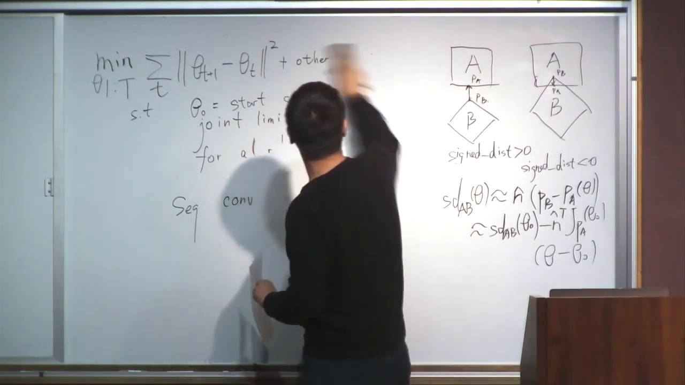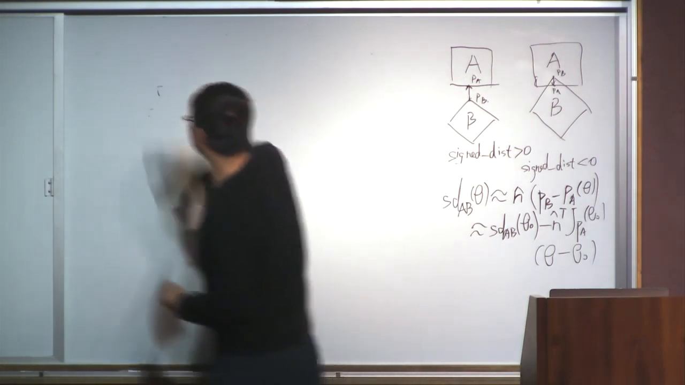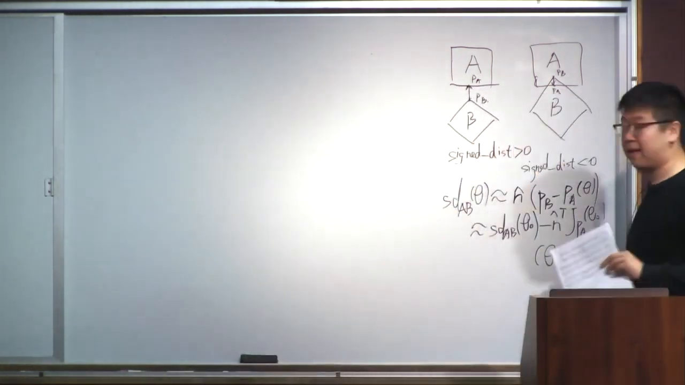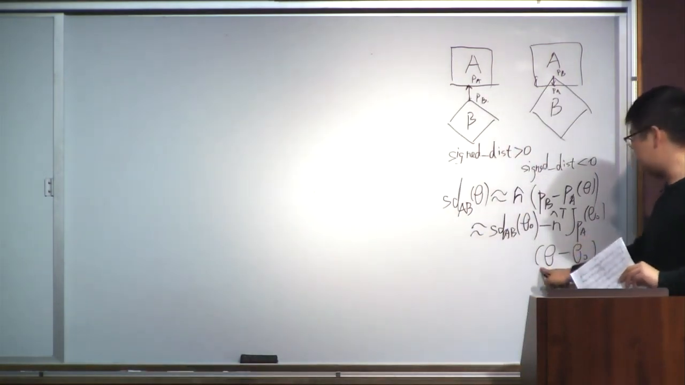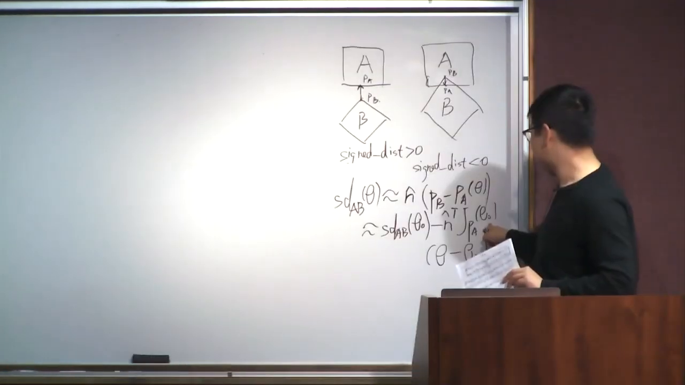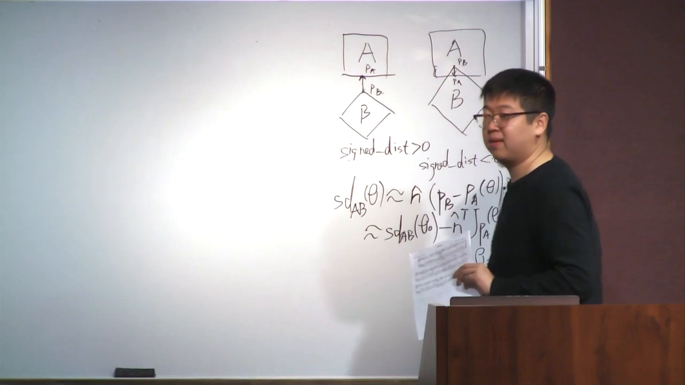So I'll erase this part. Oh, I think J is the dynamics. Like from this configuration, change to this configuration, what should they change in the workspace? So J is the function to do that.